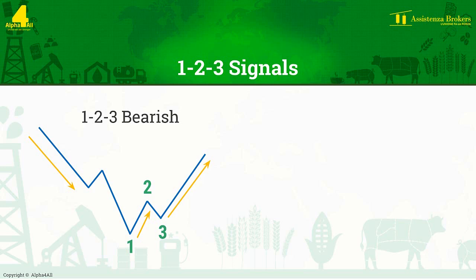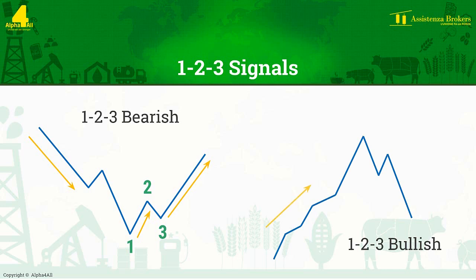The same type of movement can be used to identify the end of an upward trend. Here we see that the direction has been bullish before the market starts to reverse and move downwards. Point 1 signifies that a high has been reached.